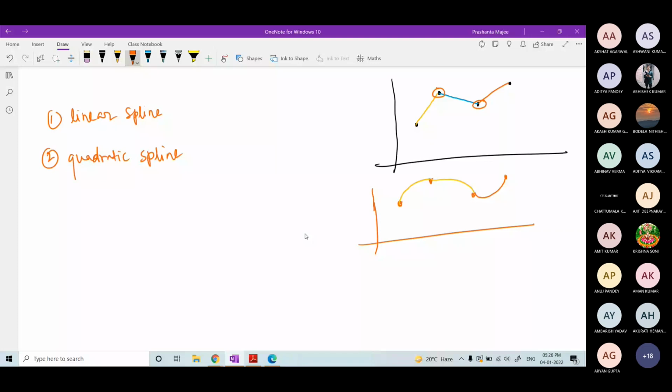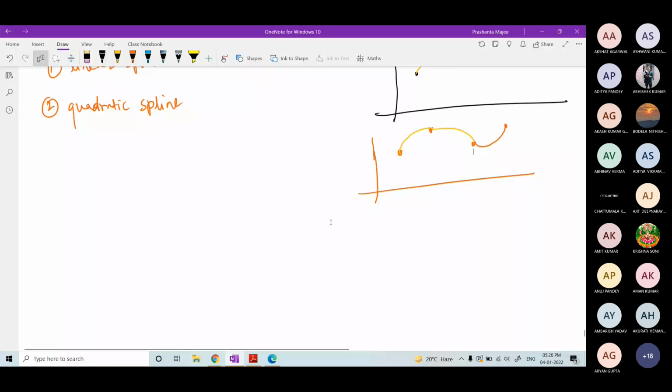We want the curve to be continuous, we want the derivative to be continuous, and we want the curvature of the curve to be continuous. So that is why we are considering cubic spline.